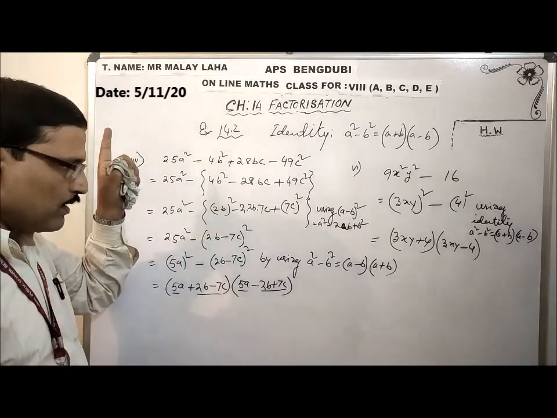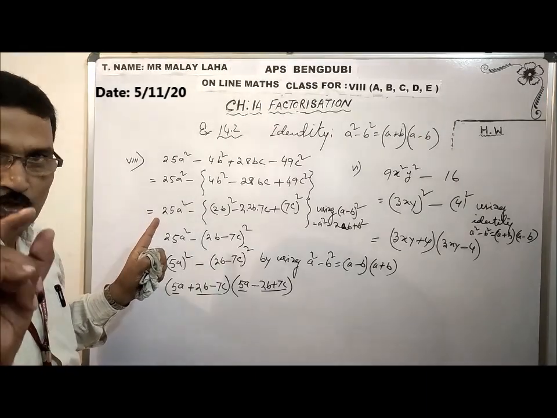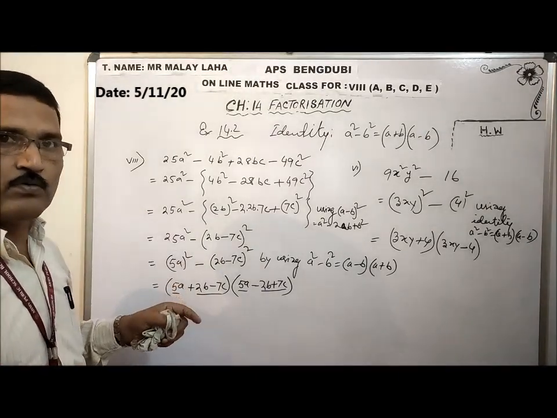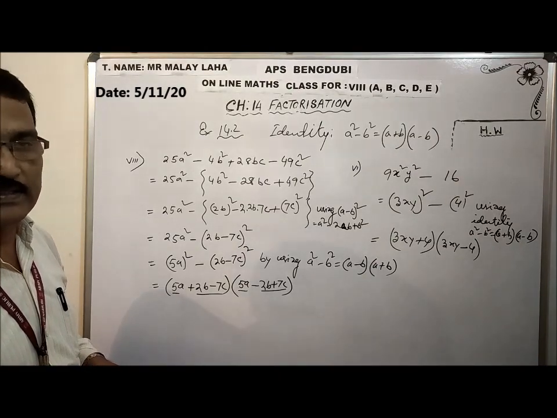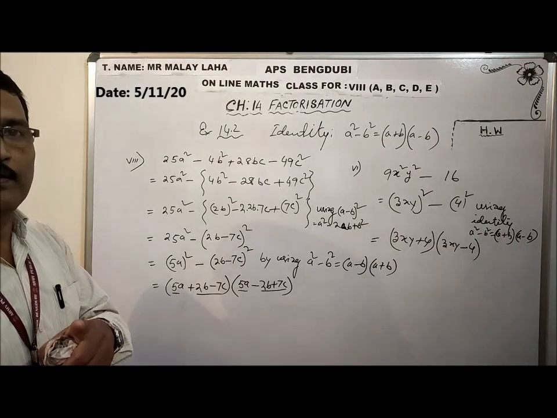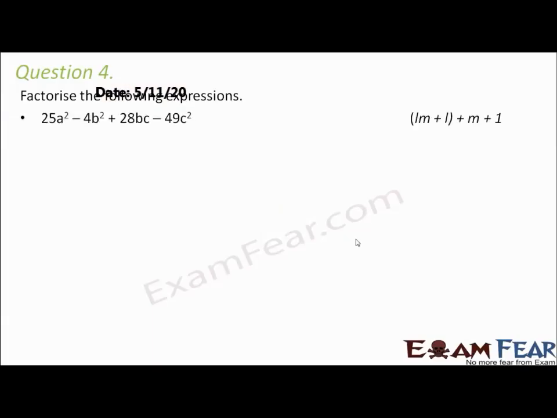Understood? So for this particular solution, I am showing a small video clip. You can come to know whatever I have said, whether you have understood or not. If you have some difficulties, I hope you can pick up from this video. Let's see the video. Factorize. Again we have two expressions. First let's look at the first one: 25a square minus 4b square plus 28bc minus 49c square.